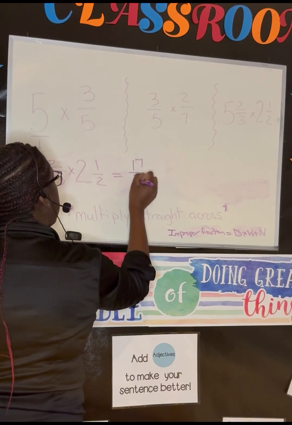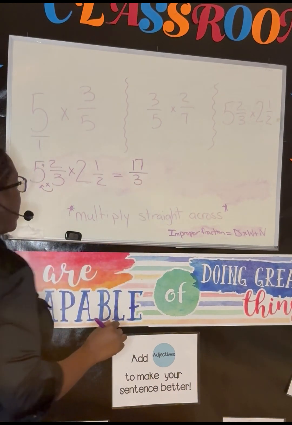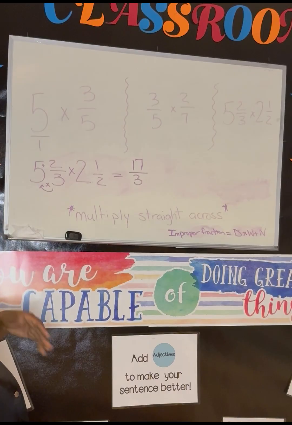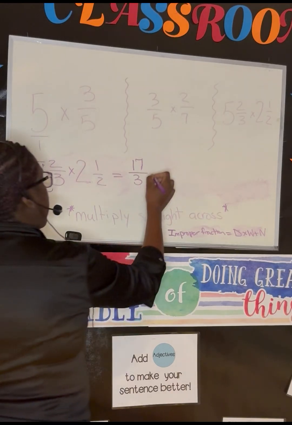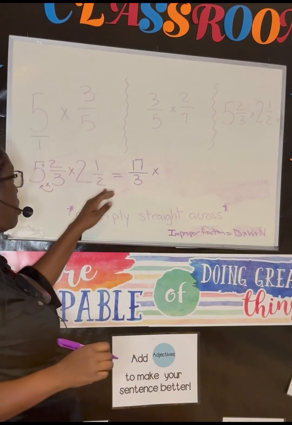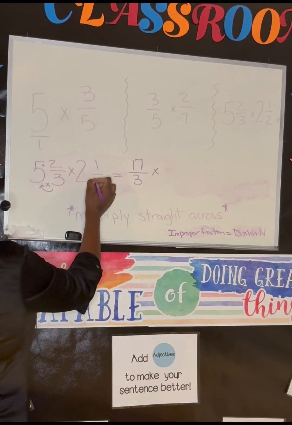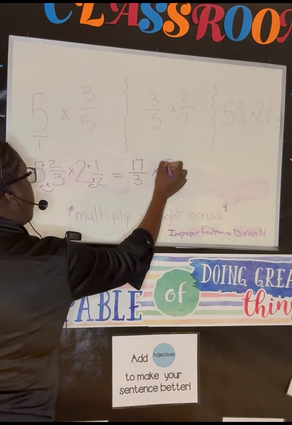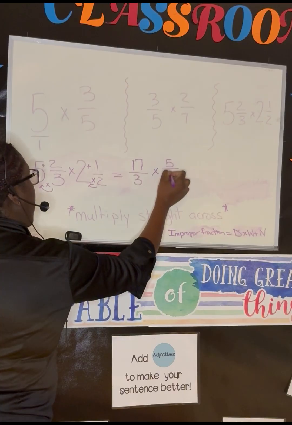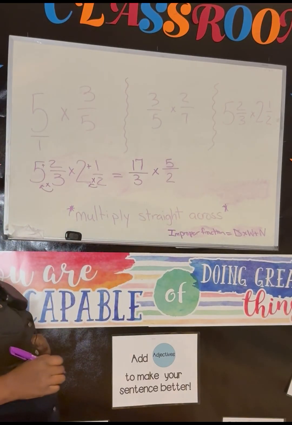And then remember, our denominator is not going to change. That's our whole. Remember, the 2 represents our part. So we have 17 over 3. Now we're going to multiply that by 2 times 2, which gives me 4, plus 1, which gives me 5. So we're going to have 5 over 2.